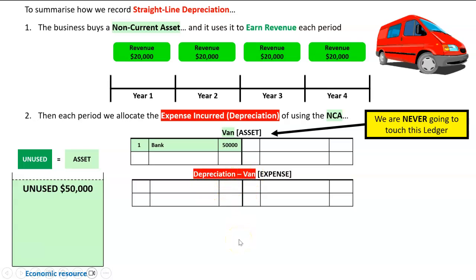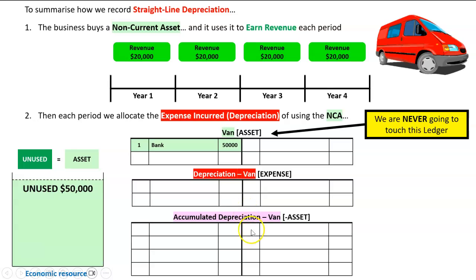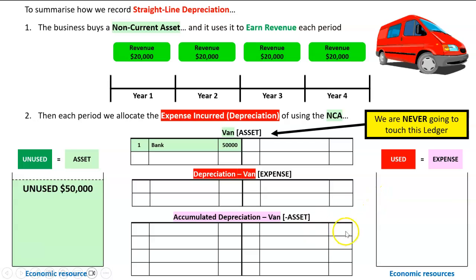And then we also create another ledger because we are never ever going to touch the asset ledger. We're going to leave that, and instead what we're going to do is make another ledger called accumulated depreciation of van, and it is a negative asset. So if van's an asset, accumulated depreciation is a negative asset. And we're going to represent this accumulated depreciation as a big tank of used economic resources or expenses from using the van.